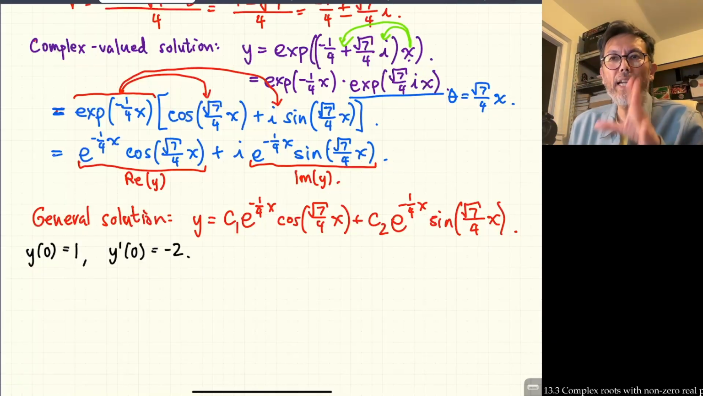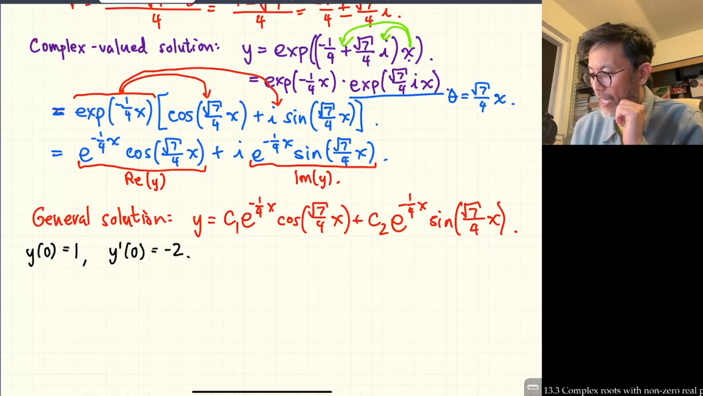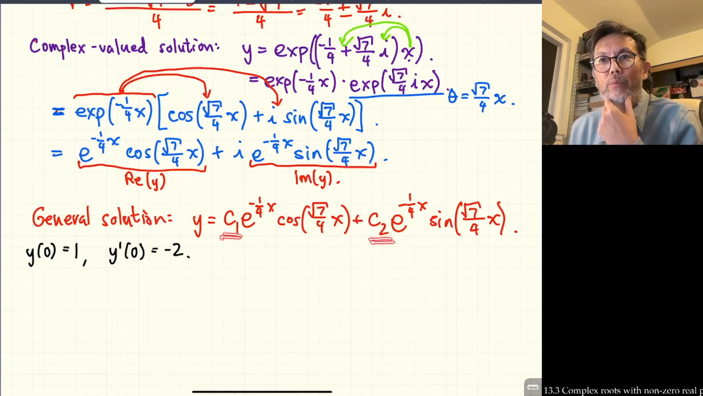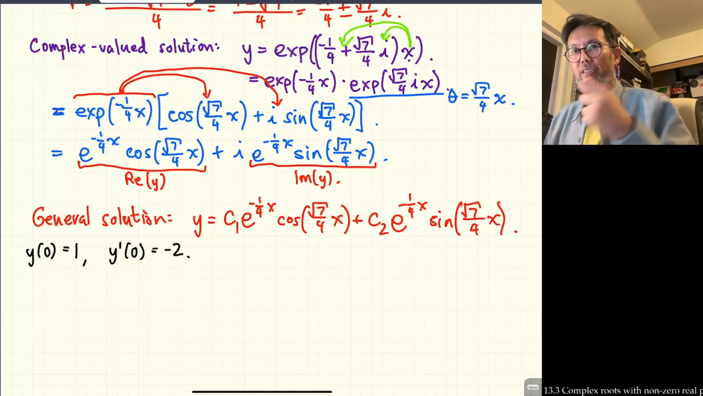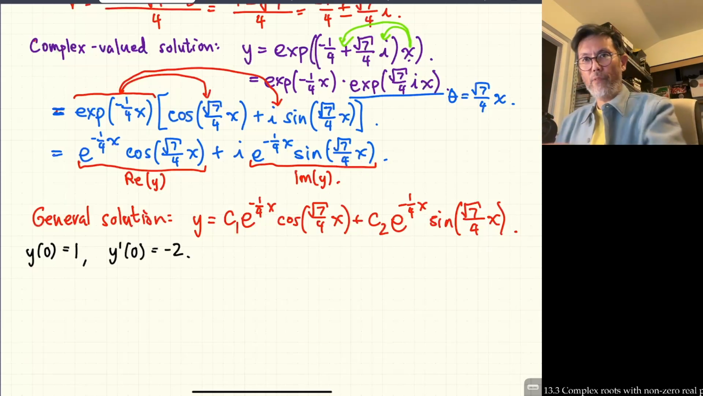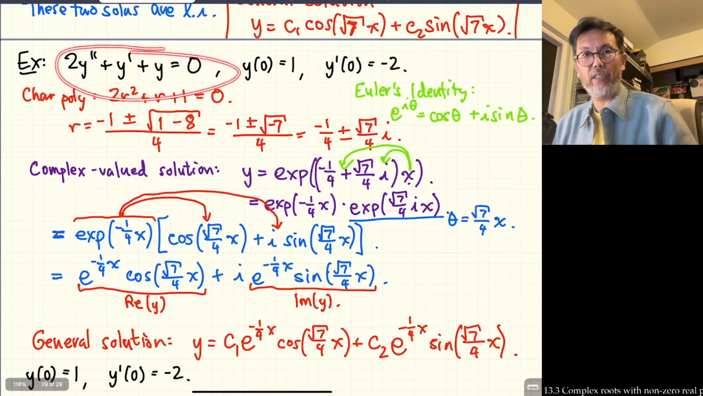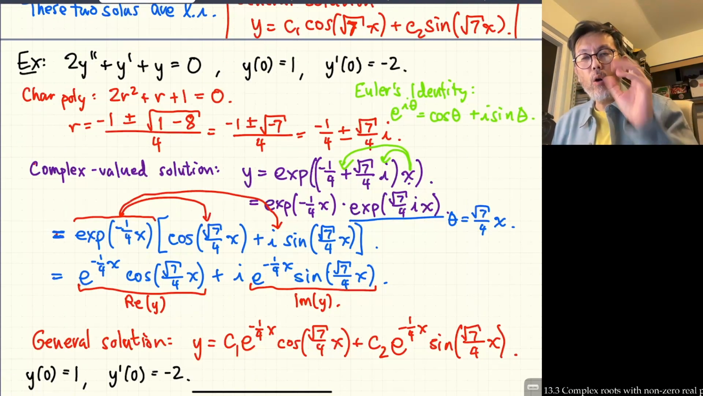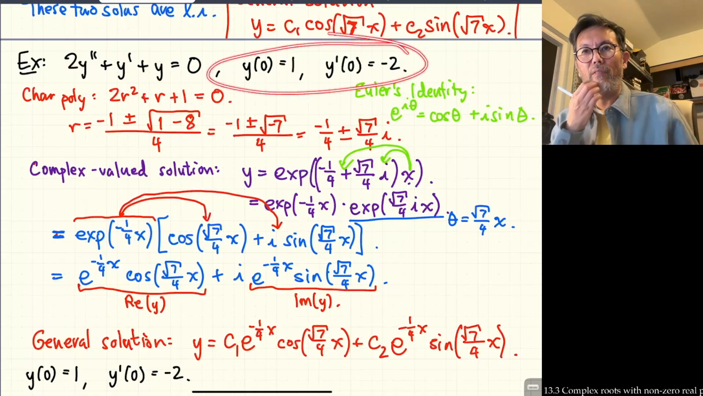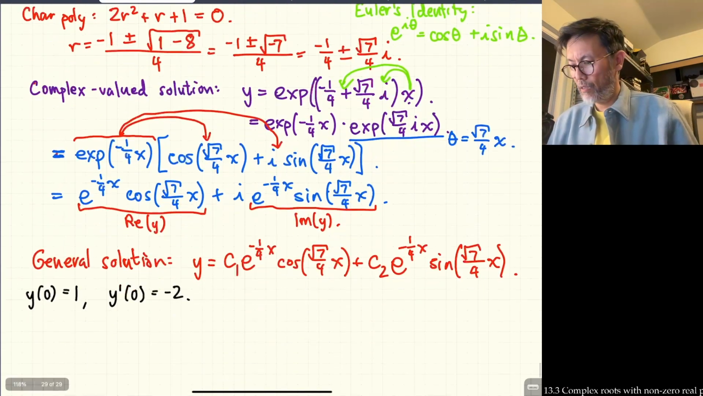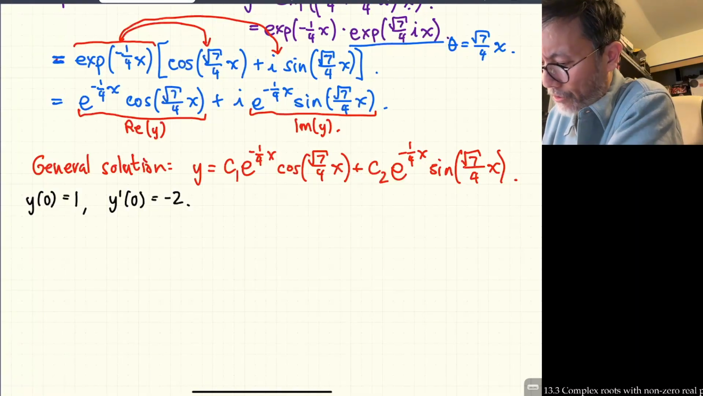Okay? So what I need to do now is use the initial conditions to pin down the values of C1 and C2, right? Right now, for any values of C1 and C2 that I shove in there, I'm going to get a solution to this differential equation. That's cool, but I don't want just any old solution. I want ones which satisfy these specifications which I've been given. Okay? So let's use the first initial condition first.